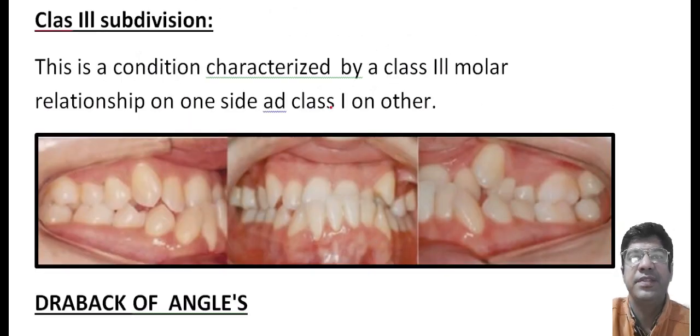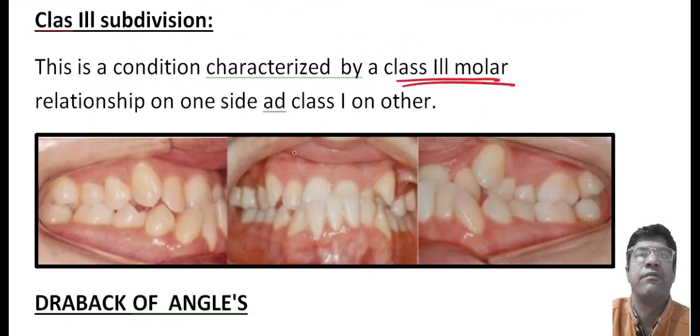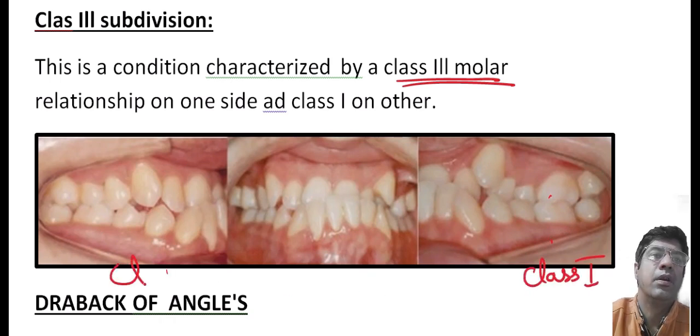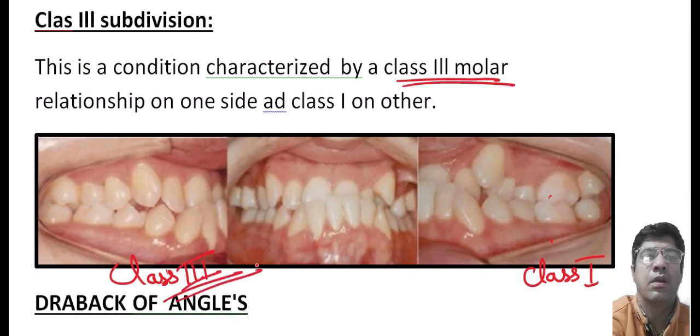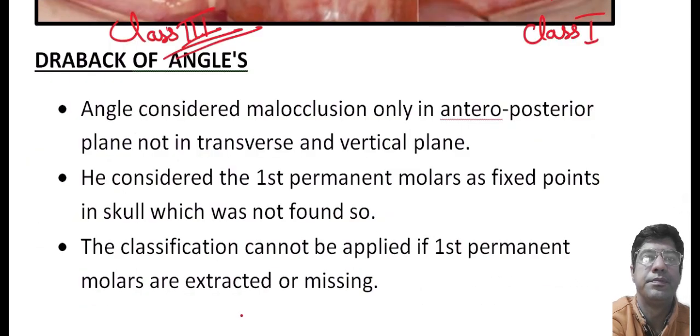The class 3 subdivision is characterized by class 3 molar relation on one side, and on the other side you will see class 1.